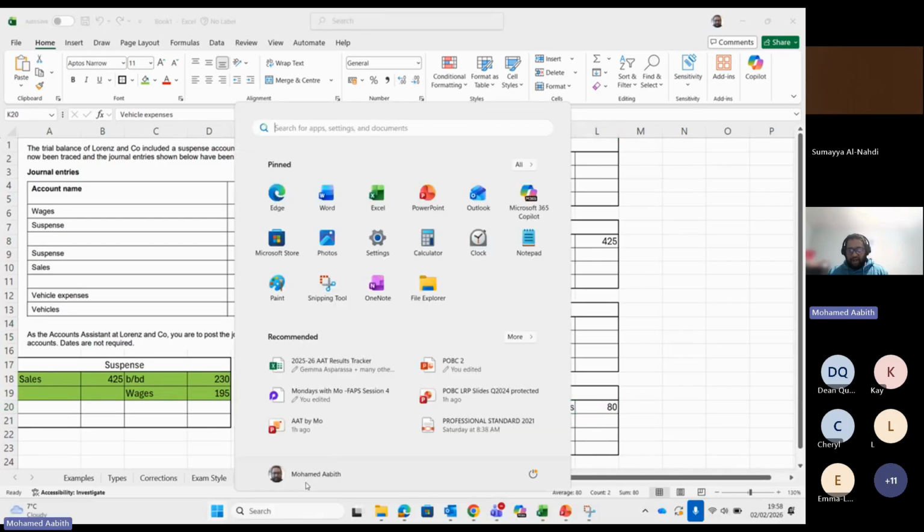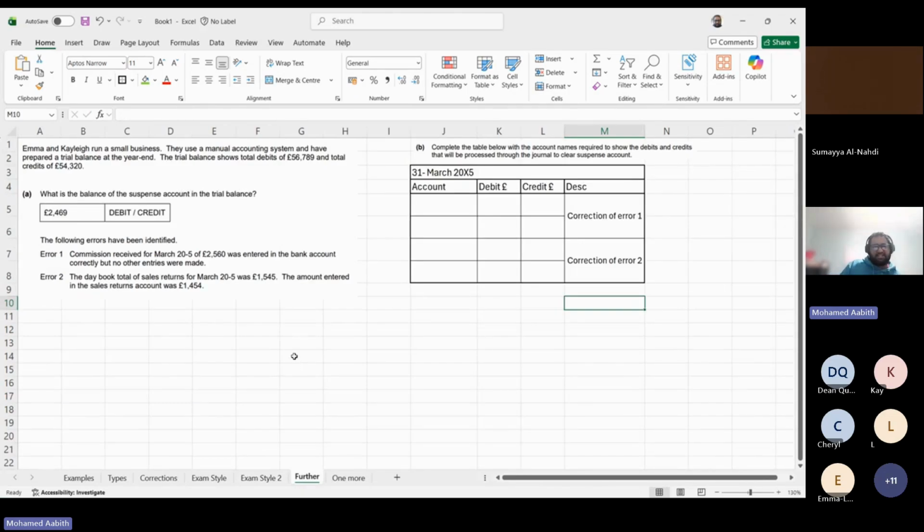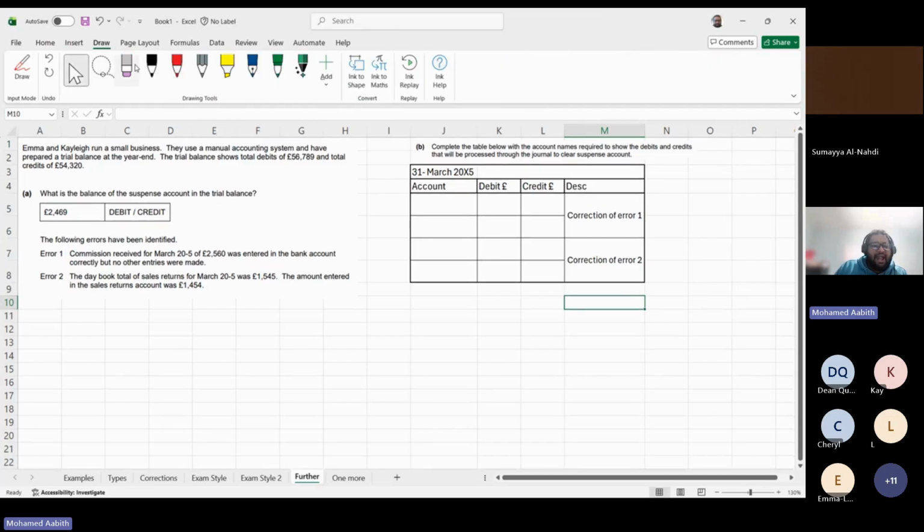So let's look at a further question quickly. This further question is, Emma and Kaylee run a small business. They use the manual accounting system and have prepared a trial balance. The trial balance shows a debit of 56,789 and the total credits 54,320. They're asking you what is the suspense account balance in the trial balance there. So when you look at it here, we have more on the debit side and less on the credit side. Therefore, the suspense account balance £2,469 has to be on the credit side.